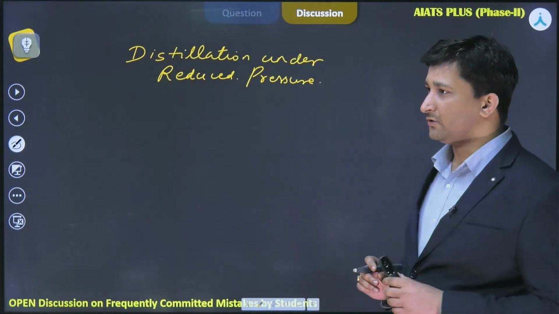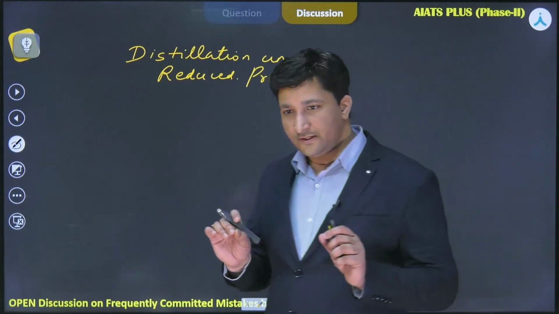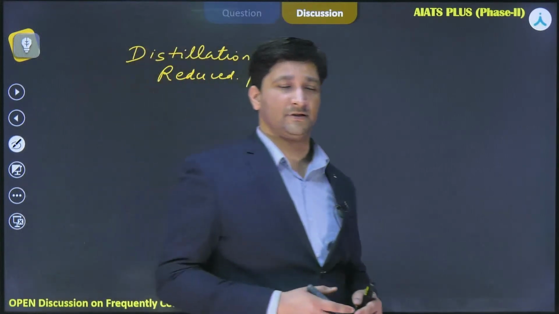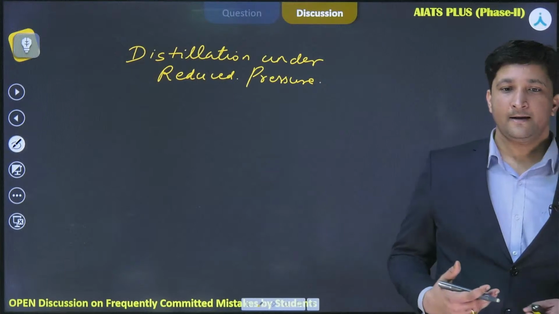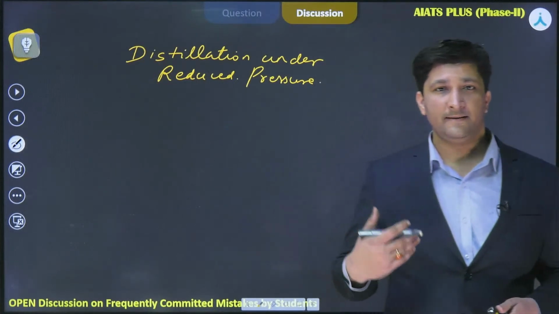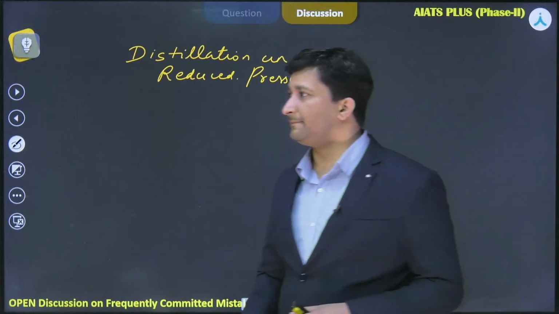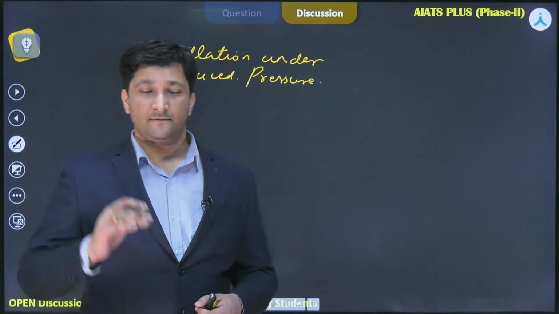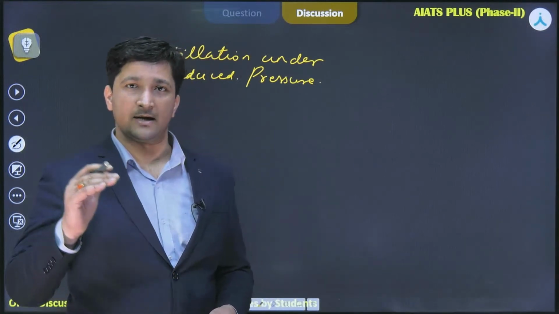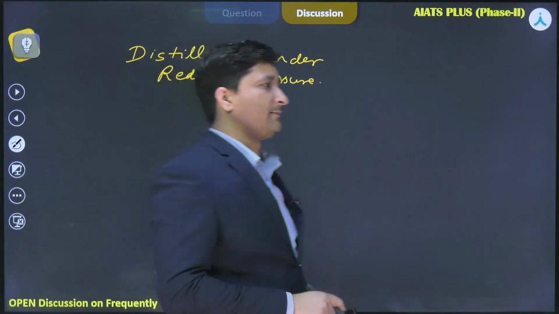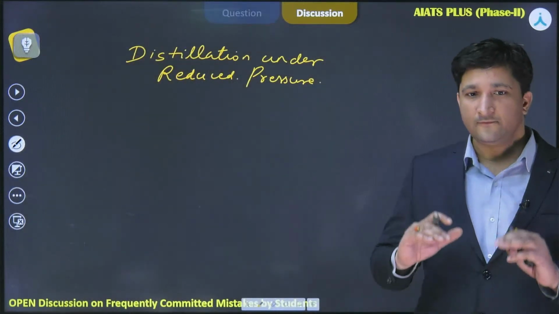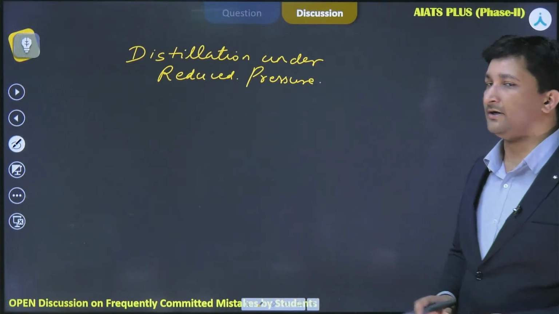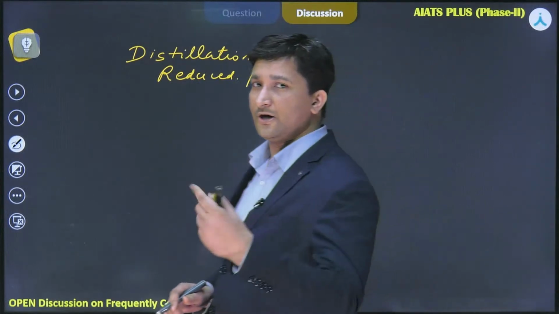तो देखो, डिस्टिलेशन अंडर रिड्यूस्ड प्रेशर. Now you all have learned that when we reduce the pressure, the boiling point of any liquid decreases. Now iska reason kya hai? Because boiling point is the temperature where the vapor pressure of the liquid becomes equal to atmospheric pressure. And if you decrease the atmospheric pressure, less vapor pressure is required, so you have to heat a little bit lower. So that's why we use distillation under reduced pressure for those substances which have very high boiling point.